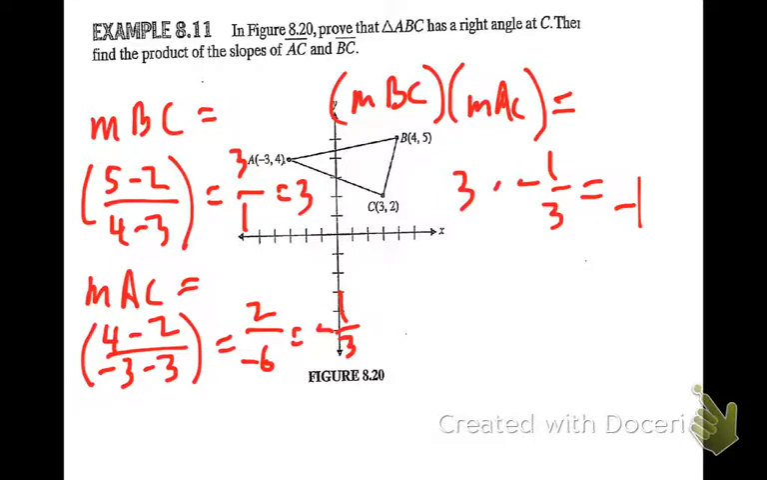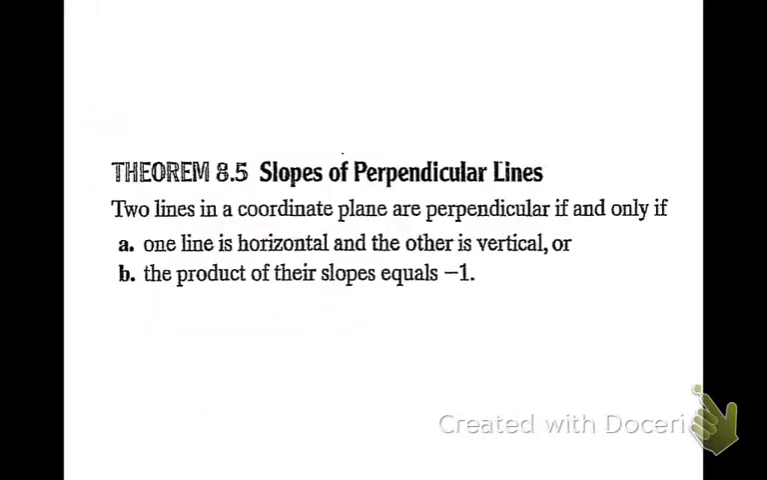That's our next theorem. Everybody have that? Okay, so our next theorem is two lines in a coordinate plane are perpendicular if and only if one line is horizontal and the other is vertical. Alright, so if they're horizontal and vertical, we know they're perpendicular, or if the product of their slopes is negative 1.